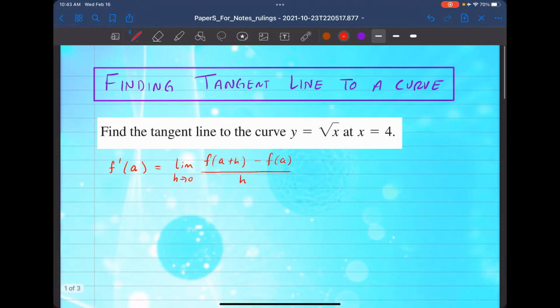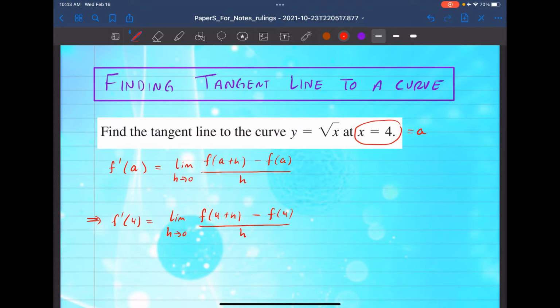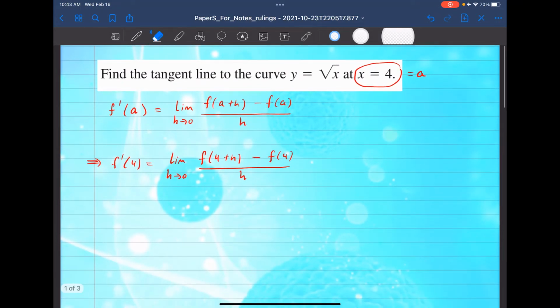Now, what is our a value? Well, this is our a. So our derivative at 4 is going to be the limit as h approaches 0 of f of 4 plus h minus f of 4 all over h. So I'm going to simply evaluate f of 4 plus h using this function. So we're using y equals square root of x. So let's go ahead and do that.